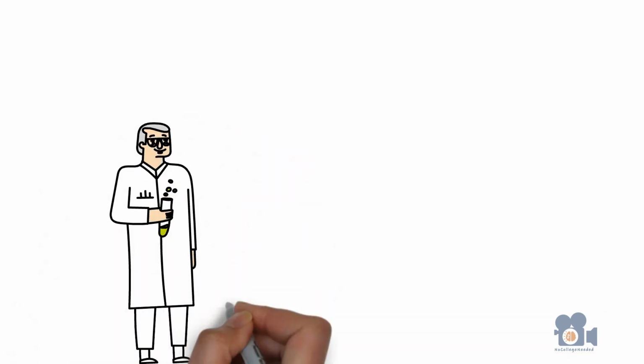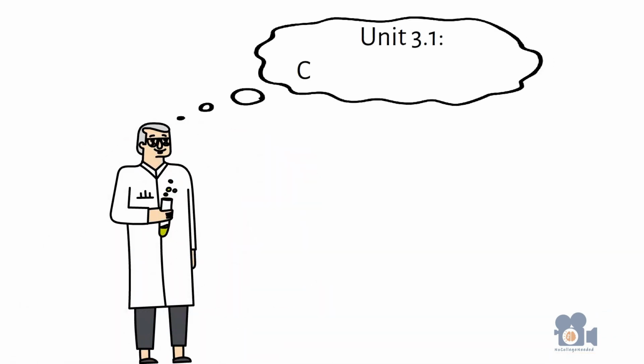Today we're delving into Unit 3.1 of the first half of General Chemistry, which covers chemical equations.